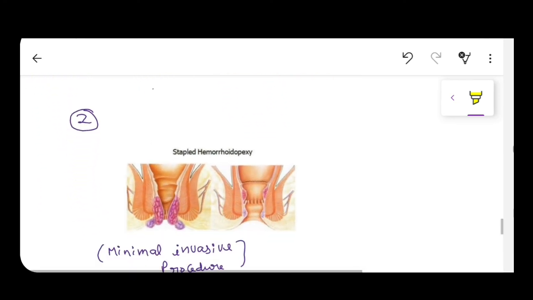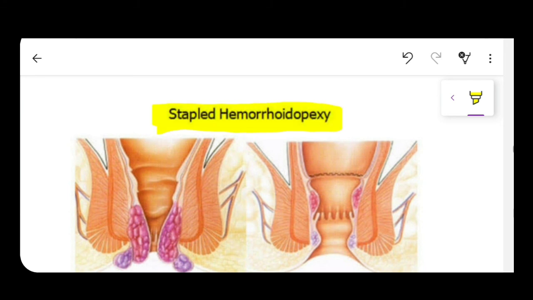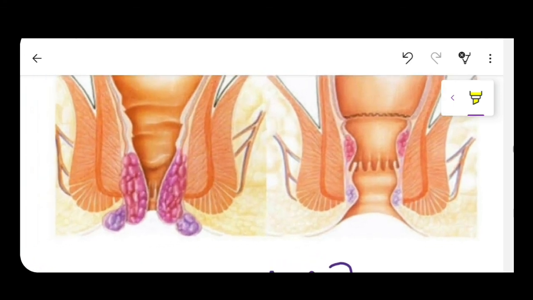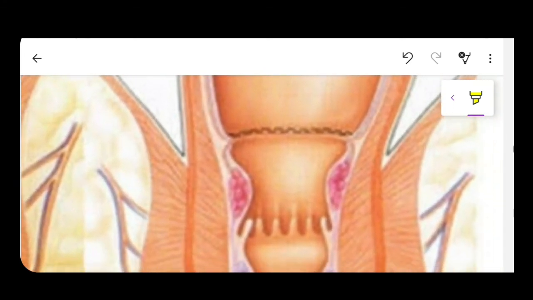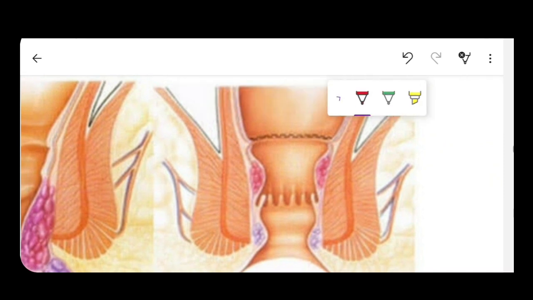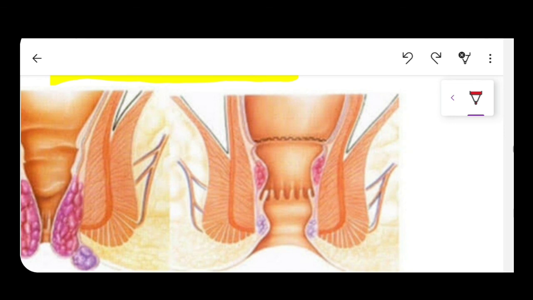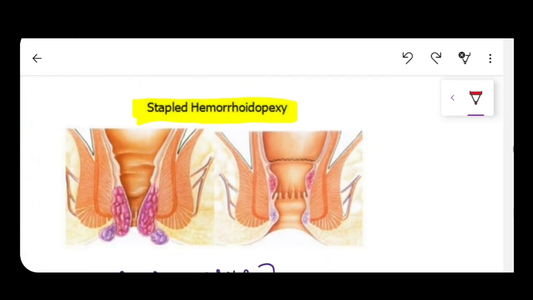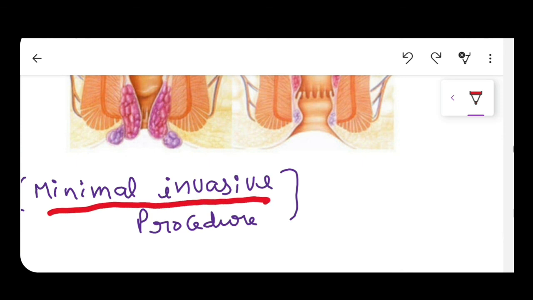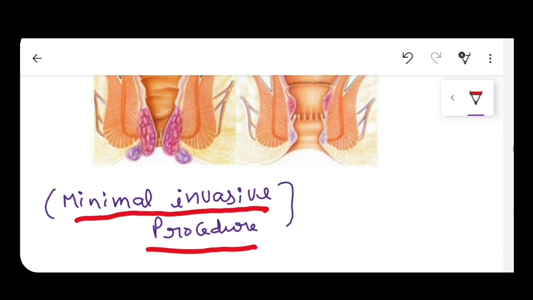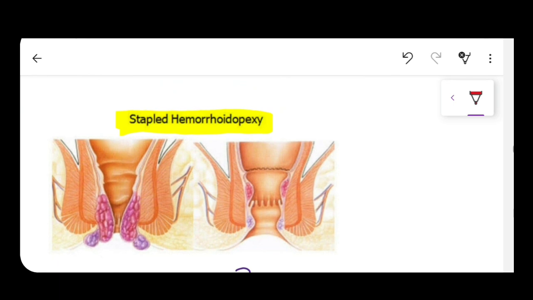Also we can use stapled hemorrhoidopexy for grade 3 and grade 4 hemorrhoids. So guys, in this diagram you can see this is the stapler line, in which we staple the hemorrhoids up to above the dentate line. So this is the stapled hemorrhoidopexy. So guys, it is a minimally invasive procedure, which means there is very little bleeding in this, and it is not a major surgery. This is stapled hemorrhoidopexy.